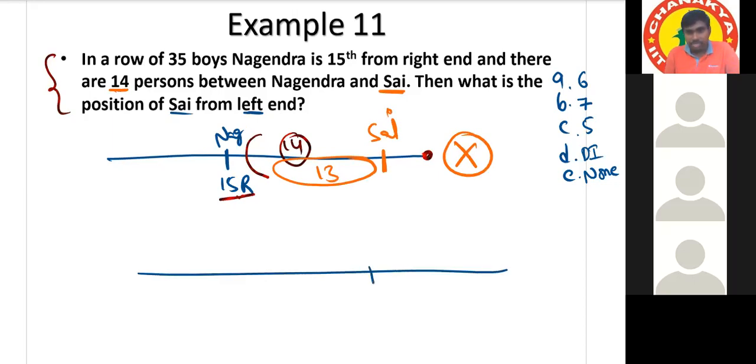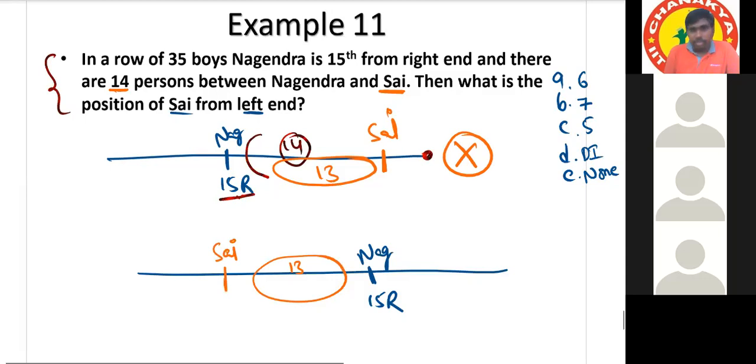Another possibility is this is Nagendra, 15th from right end, and on the other side this is Sai, and there are 13 members between. Yes or no? Yes, sir. Now tell me, from right end, what is the position of Nagendra? Sir, I think it's supposed to be 14, right? Between them, there are 14 members given in the information, that is 14.